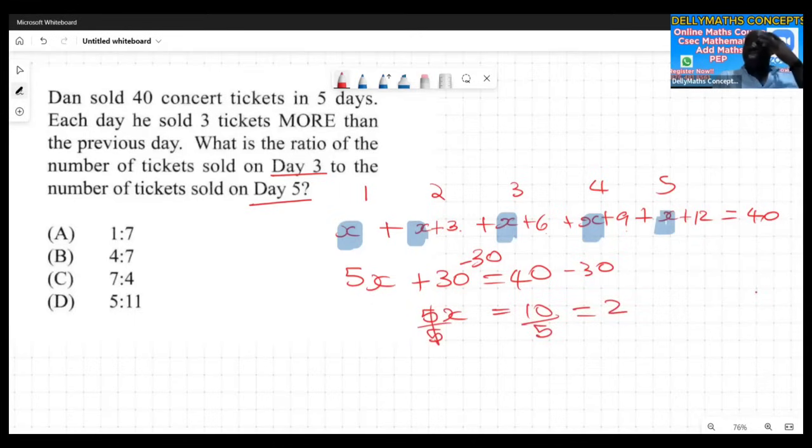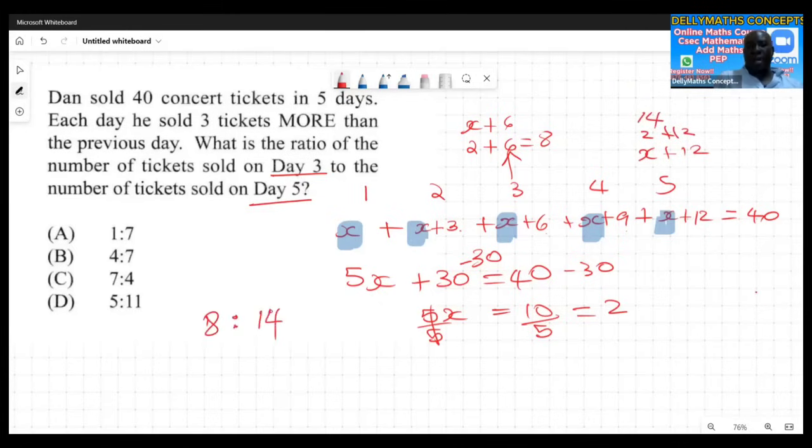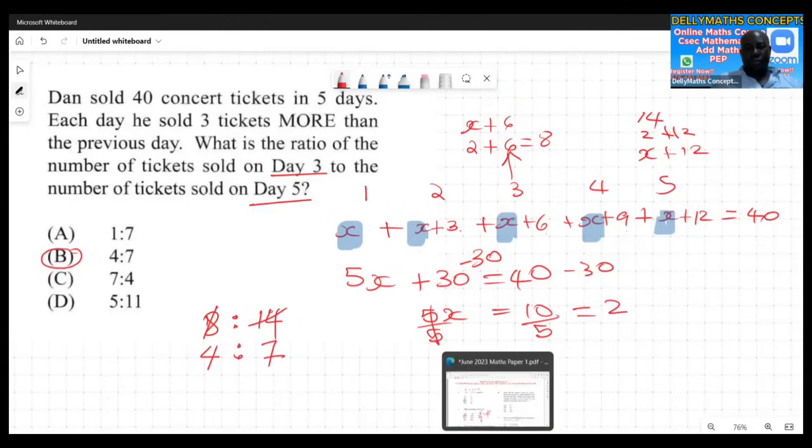Now, because I know that x is equal to 2, then on day 3, x plus 6 gives us 2 plus 6, which is 8. On day 5, we have x plus 12, which is 2 plus 12, and that's 14. So we're going to compare day 3, which is 8, to day 5, which is 14. It's not there, so you cancel out: 2 into 8 is 4, and 2 into 14 is 7. So our answer is 4 to 7.